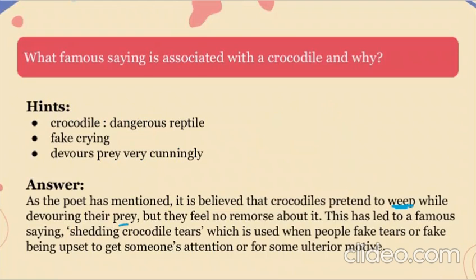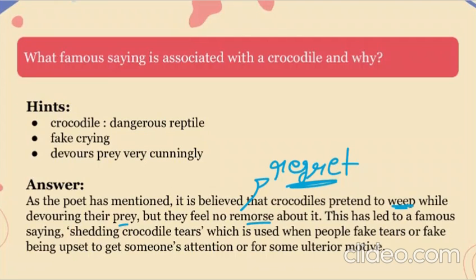Devouring as in they attract the prey towards them and then eat it, but they feel no remorse about it. Remorse as in regret. They do not regret it because that's their main motto. It's like we will cry, they will come and we will eat them. So they do not regret it. So this has led to the famous saying shedding crocodile tears.